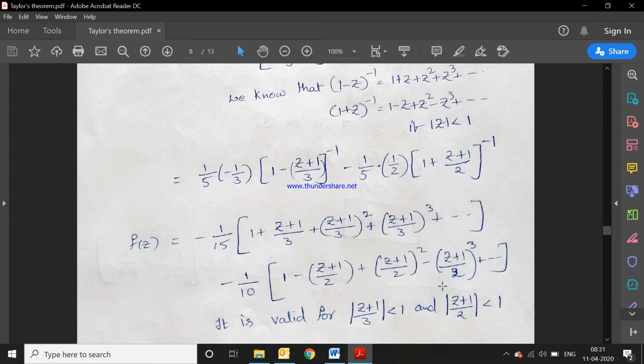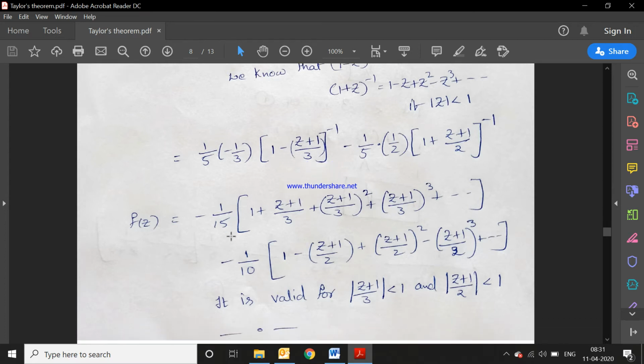It is valid only for mod z less than 1. So in the place of z we have two terms, that is, modulus of z plus 1 by 3 less than 1 and modulus of z plus 1 by 2 less than 1. This series is valid for these two conditions only, depending on the radius of convergence.